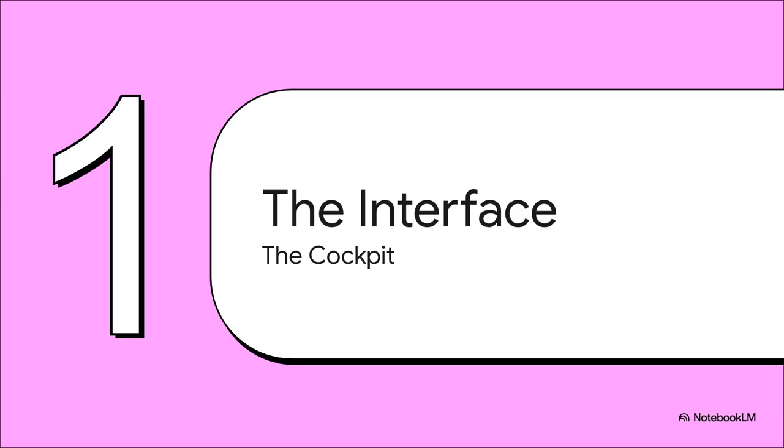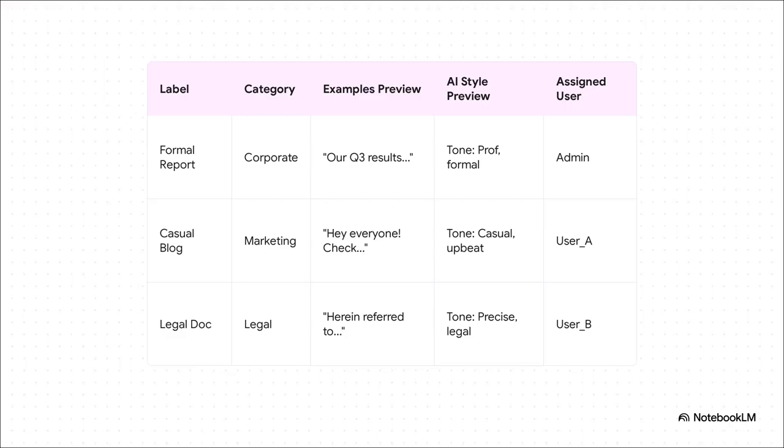All right. So where does all this magic happen? Well, we start right here in the command center. This is your main dashboard. Think of it as the cockpit where you can see and control every single style that the AI has learned for you. Now this table gives you a fantastic overview all at a single glance. You've got the label, which is just the name you gave the style. You've got its category to keep things organized, a little preview of the text you actually fed it.